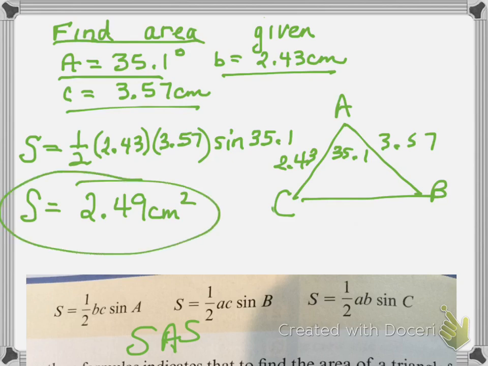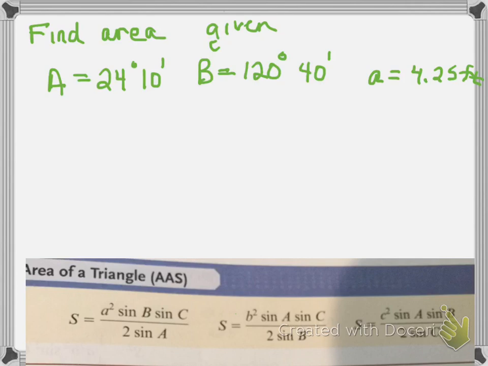All right, next example. This example uses a new formula. And this formula, you can see, works with angle, angle, side. So when you've been given 2 angles, and then the side that's not included, for example, let's say you know angle A and angle B, that means the side that you're going to use is side C. And really, if you know 2 angles, you're going to know the other one.